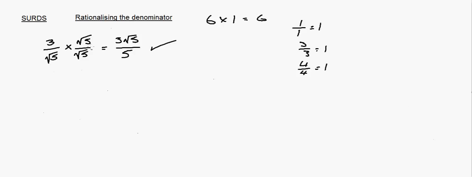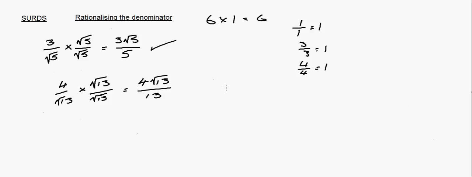So this will always work. So if I've got 4 over root 13 and they say rationalise the denominator, I just multiply it by this over itself. So root 13 over root 13. So this will give me 4 times root 13 is 4 root 13, and root 13 multiplied by root 13 is 13. So I've rationalised the denominator.